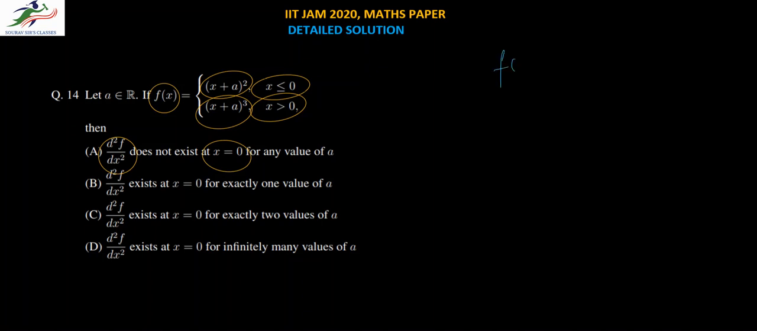Now f(x) is equal to (x + a)^2 for x less than or equal to 0, and (x + a)^3 for x greater than or equal to 0.